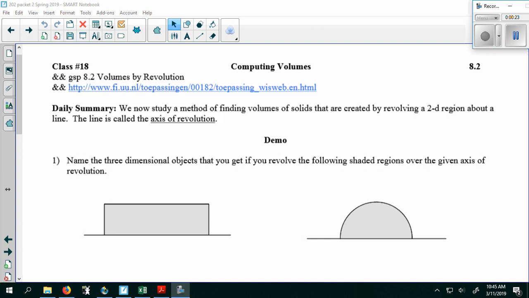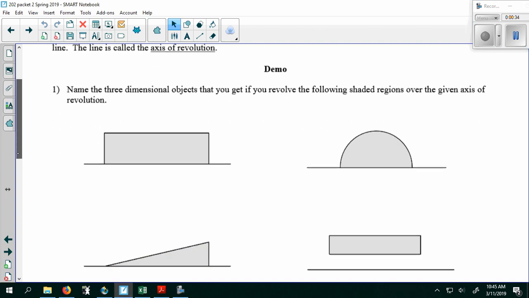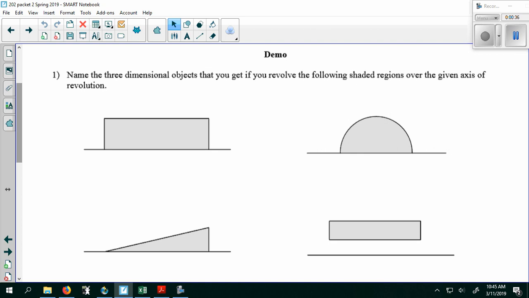Okay, so we're going to study a method for finding volumes of solids that are created by revolving a 2D region about a line. And the line is called the axis of revolution. Okay, so I've got 3 two-dimensional objects here that I'm going to rotate about a line. And we want to visualize what shape is going to be formed when you perform this rotation.